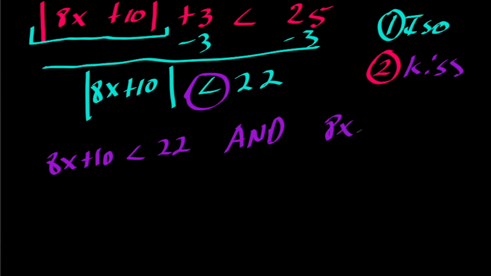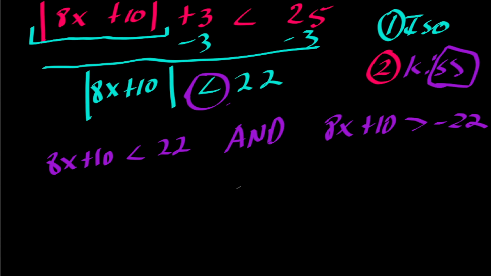And then you can do the exact same thing we did for or. You can say 8x plus 10. You're going to flip or switch, and so this will be the SS part of our KISS method. We'll switch this to greater than, switch the sign of 22 to negative 22. And then we can just solve each. Okay, that's one way you could see this done.